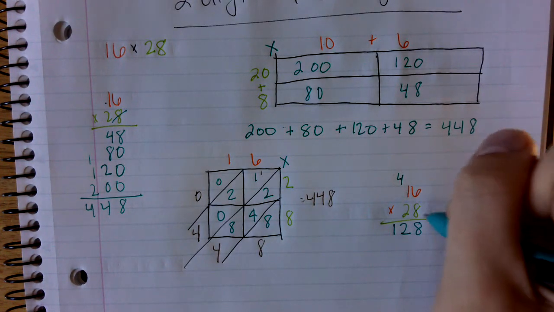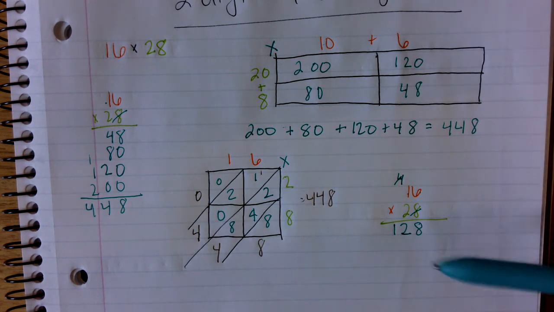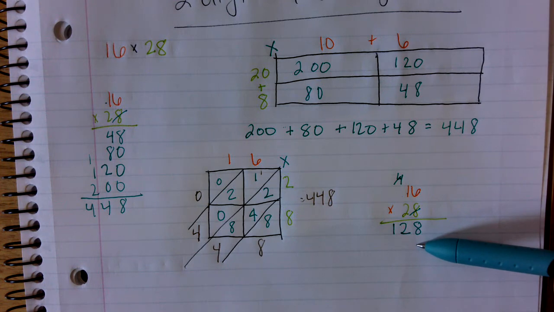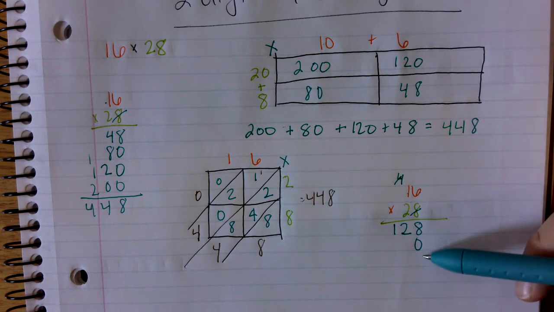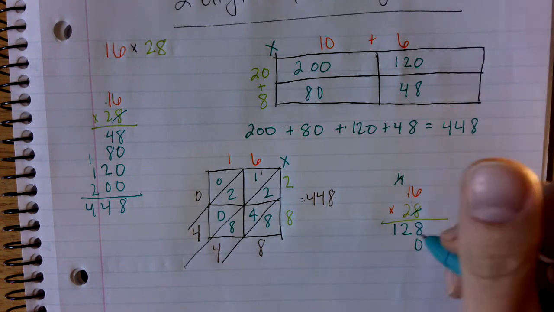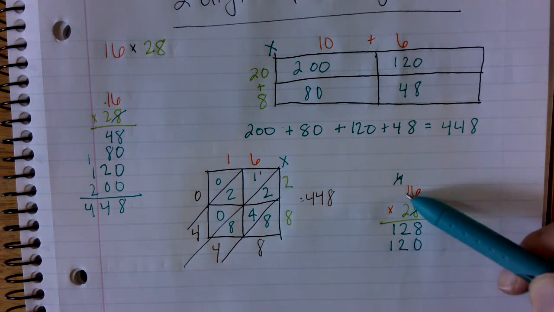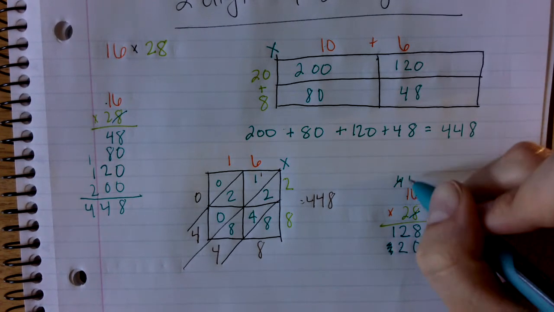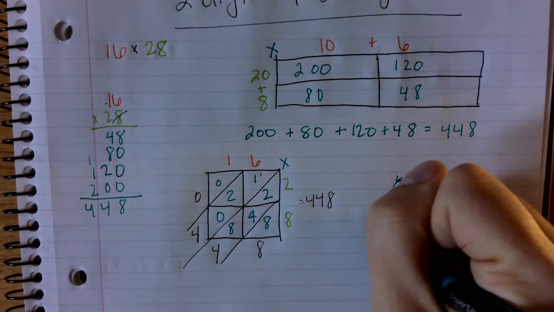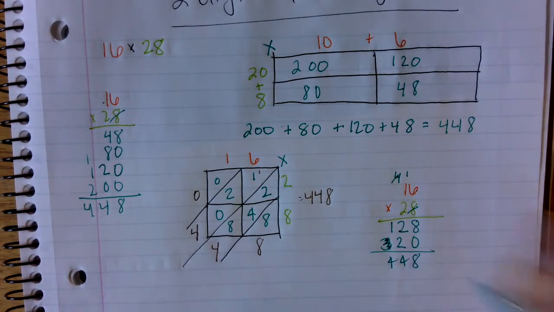Okay. Well, then I need to do 2 times 6 is 12. But look, I need to put a 0 here as my placeholder because I don't have anything in the ones place. It's gone, right? So I had to put a 0 here. So 2 times 6 is 12. Put the 2, carry my 1. 2 times 1 is 2, plus 1 is 3. And you add them together, you get 448.